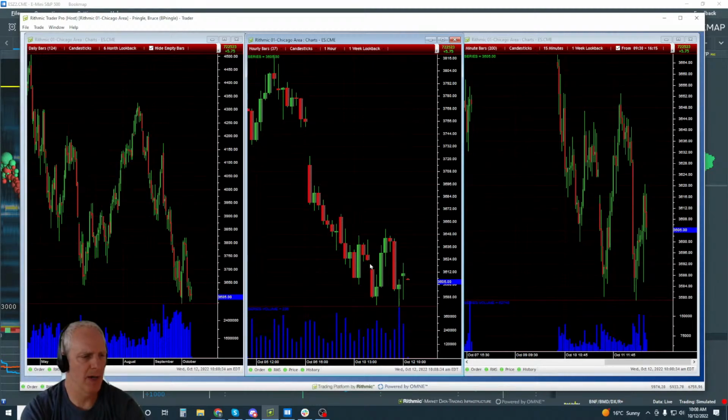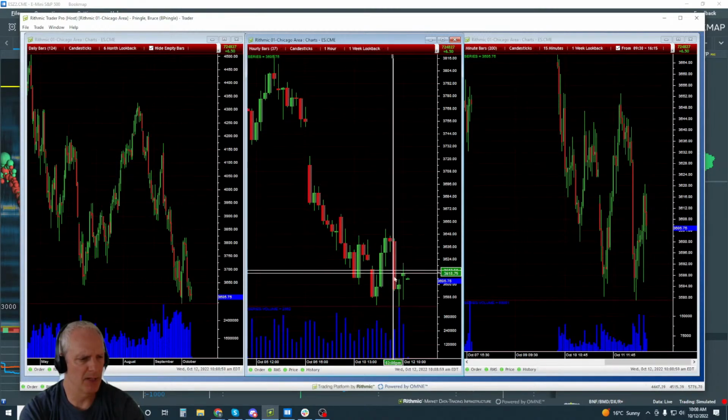Here's that gap from the other Monday, or was it Monday? No, this was the 10th here, right? October 10th. Where's the 11th? I'm sorry, this is the 11th. Anyway, we filled this gap here. We went above here. This was yesterday, and now we see this move right back down.